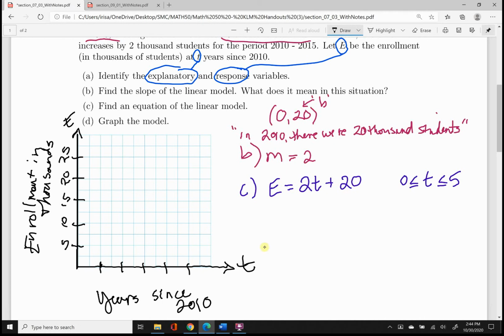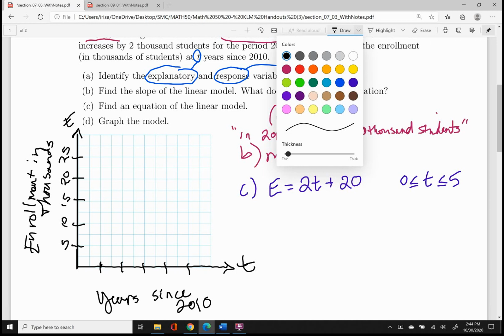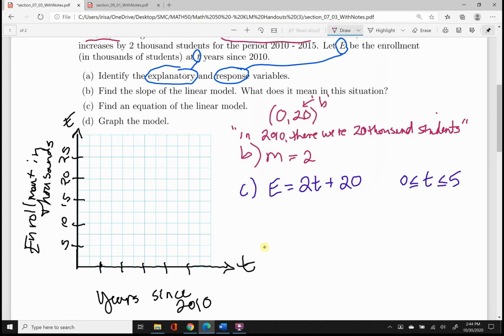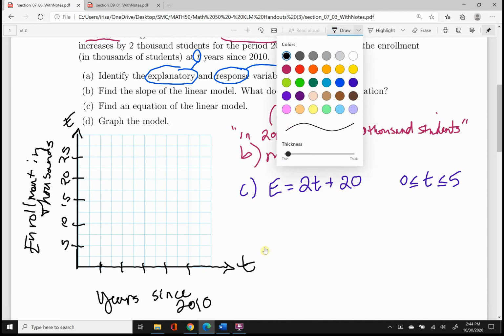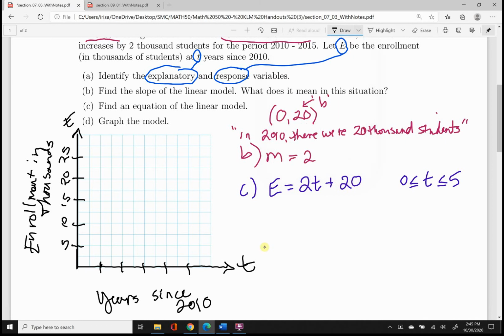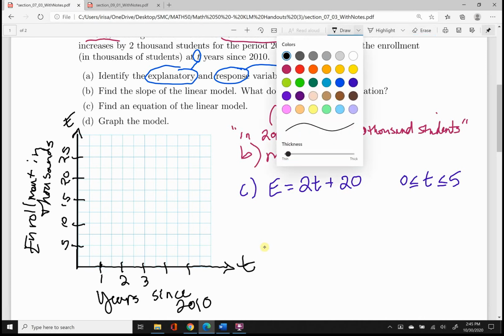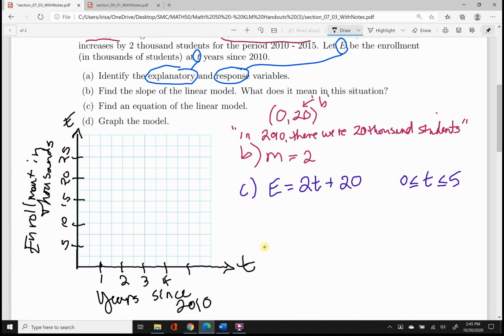Anyway, that's fine. By graphing the model, we can plot the initial condition, so that's probably a good idea. And what color do I want to use? How about this pink color? That's fine. So at 0, oh, you know what? I haven't labeled the years yet. So years since 2010, come on now. 1, 2, 3, 4. Oops. 4 comes next. Y'all, 4 comes after 3, not 5. Okay, 4 and then 5.